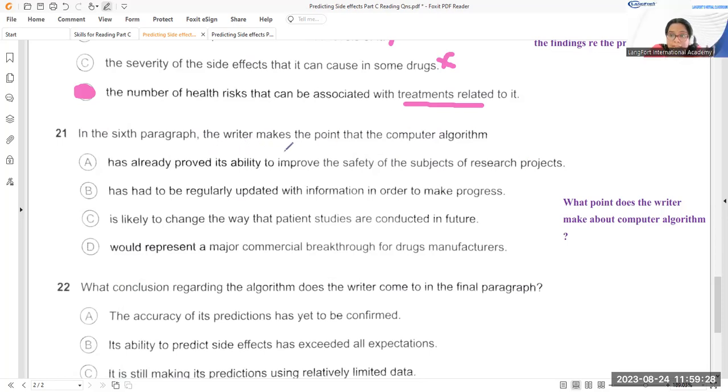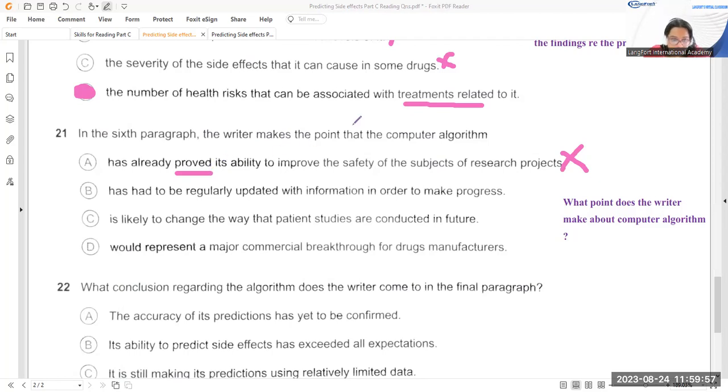Did they say that the algorithm has already proved? Is it proved that it has the ability to improve the safety of the participants of research projects? Have they said that? No, they said it's a possibility, not proved. It's a prospect. So that's why A is not the answer. Can the algorithm help with the safety of the subjects of a research project? Yes. But is it proved? No. So that's not given.